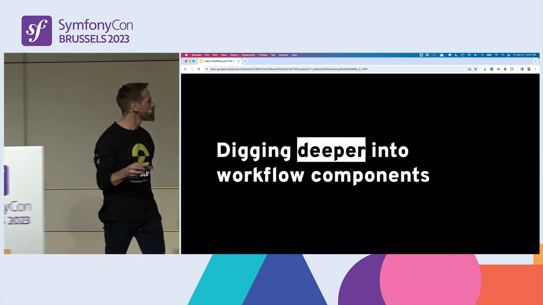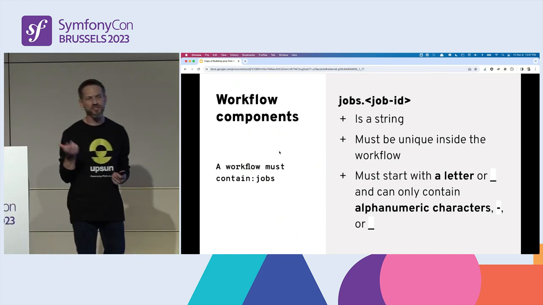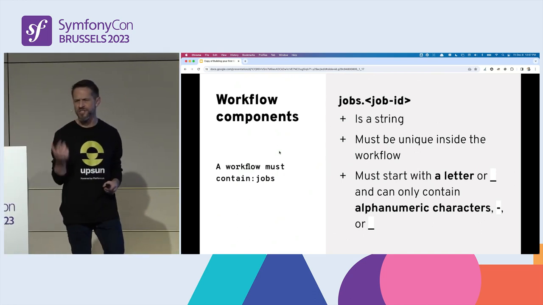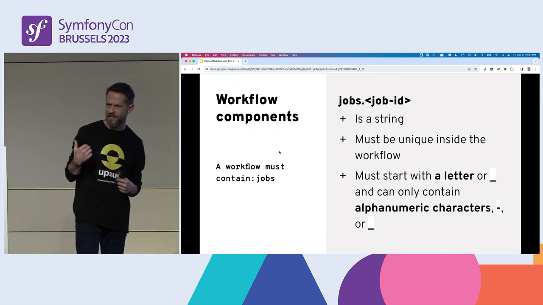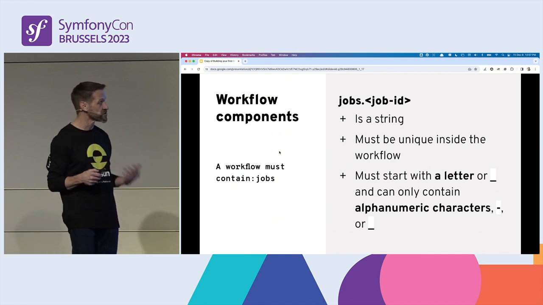Fantastic. So let's dig a little bit deeper because I did utilize some pieces that I haven't talked about yet. One of those is the job ID. So every job has to have a job ID. In the example we just did, I called it say_hello. That's because one thing it has to have is it has to be alphanumeric characters, dashes, or underscores.